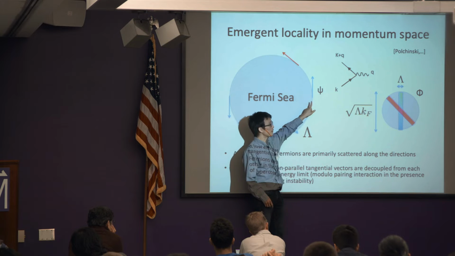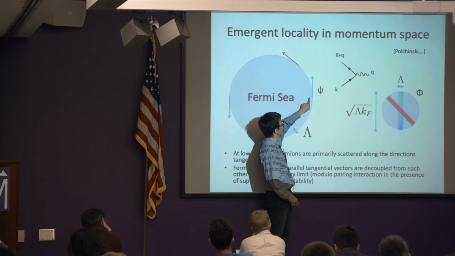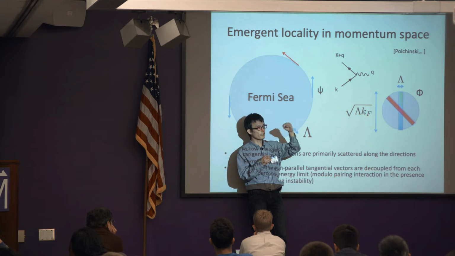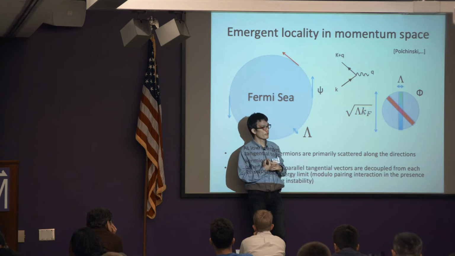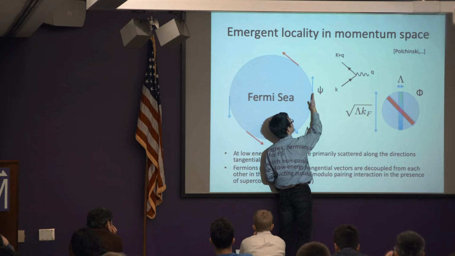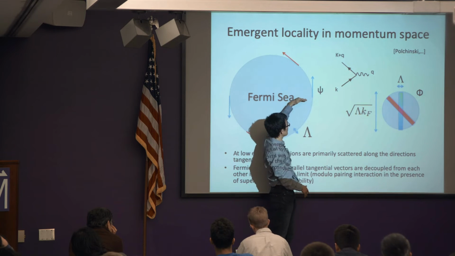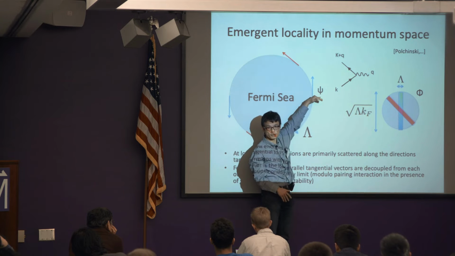On the other hand, if this boson carries momentum in the direction tangential to the Fermi surface, the boson can carry much larger momentum, okay? Because energy increases only quadratically in this direction, as opposed to the linear increase in the vertical direction.